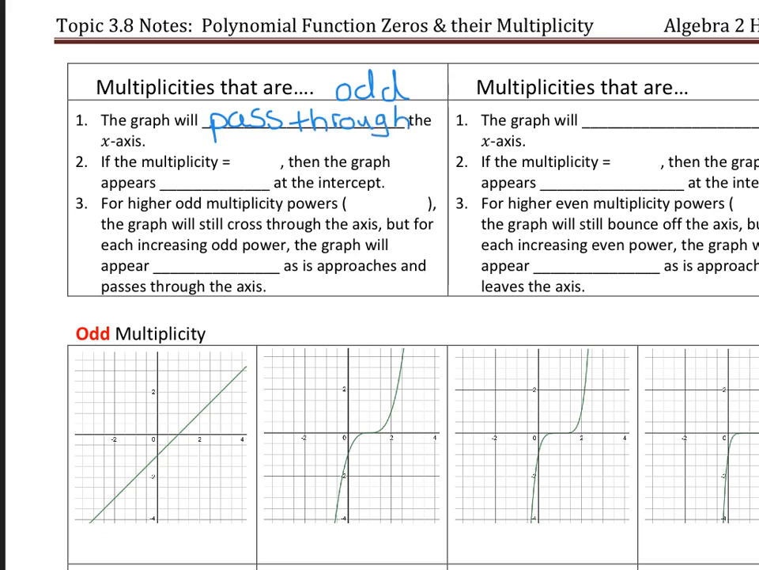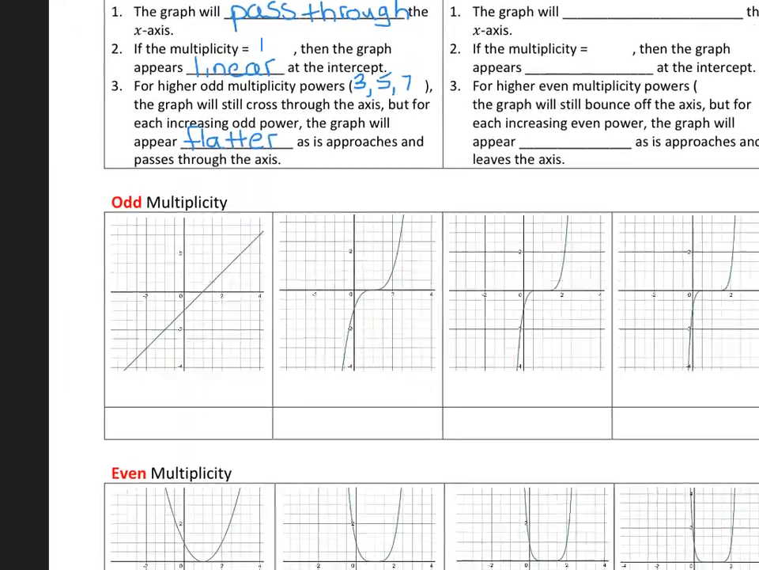If we start out with the first odd number, which is a multiplicity of 1, as we've already seen, the graph will appear linear. And as the multiplicity increases, for example, 3, 5, 7, as that graph is approaching that x-intercept or that 0, it will become ever increasingly flatter as the multiplicity increases. So we saw that a little bit with a multiplicity of 3 already. Let's take a look at how that would look with multiplicities even higher than 3.